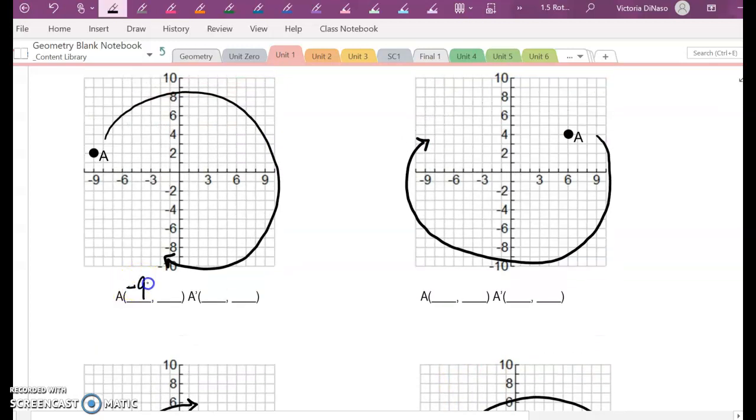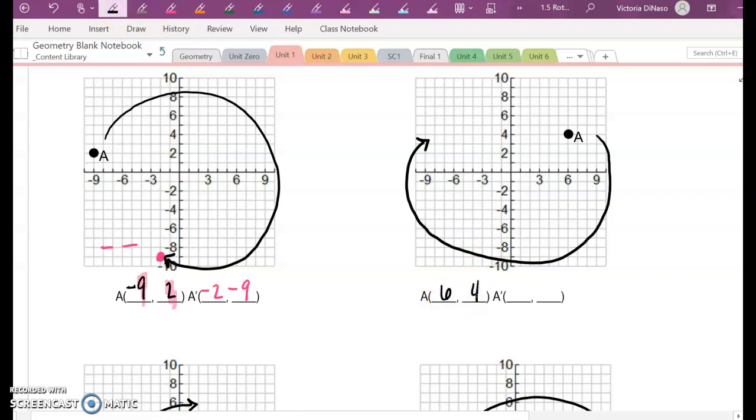So we're at -9, 2. You're going to take these numbers and you're going to totally flip them. So it's going to be 2, 9. Because I'm in this particular quadrant, we have negative, negative. So I'm going to put negative, negative, -2, -9. There's my point. For the next one, we're at 6, 4.